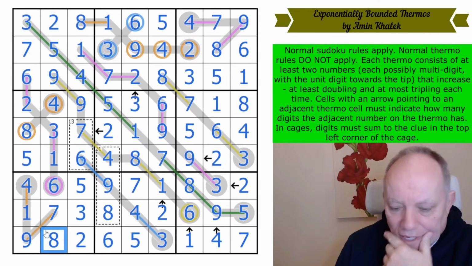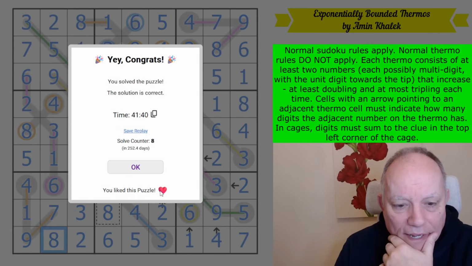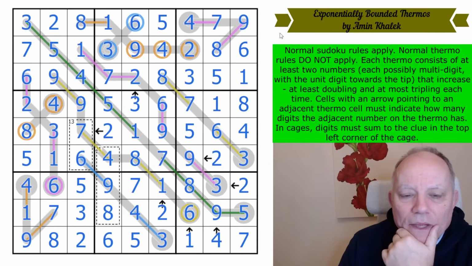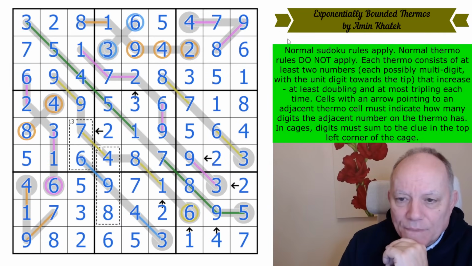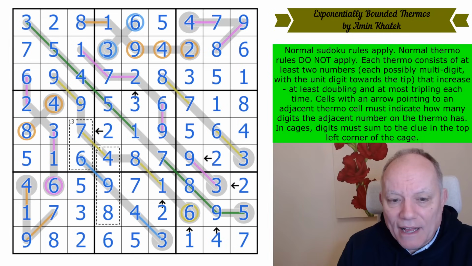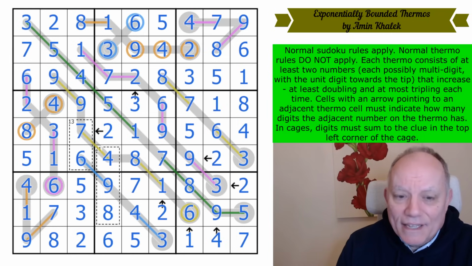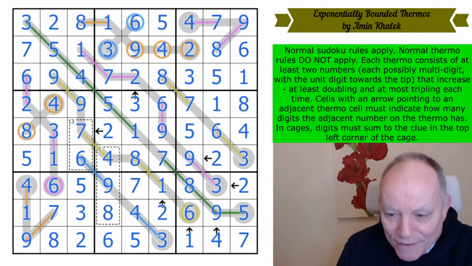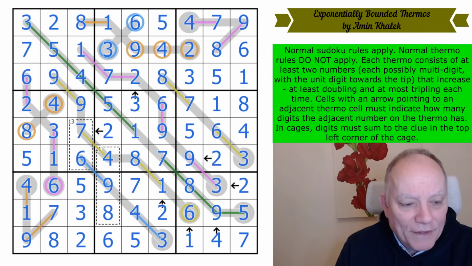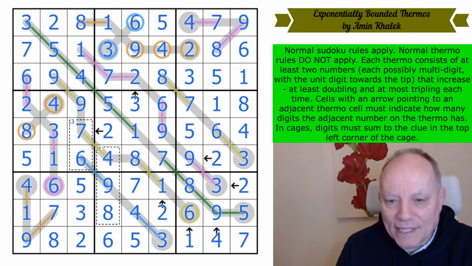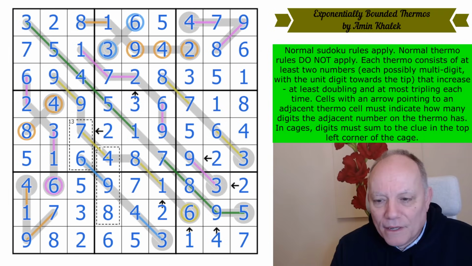Oh, sorry, I did like that puzzle, and I must remember to like it. There we go. That's a new feature. Fabulous stuff. Exponentially bounded thermos. What a weird thing. Delighted to get to the end of that. In many ways, not my sort of puzzle, but very, very clever. Tell me if you liked it if you're into maths, because that would be fascinating. It wouldn't surprise me at all. But for me, that's a struggle all the way, and even doing the Sudoku bits is pretty hard.